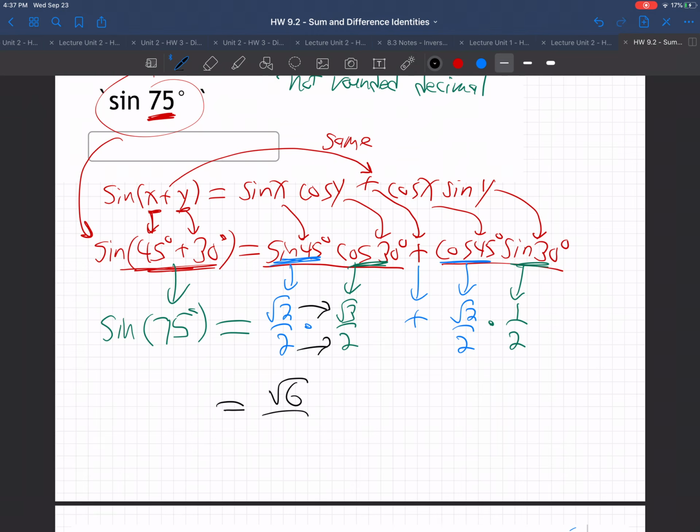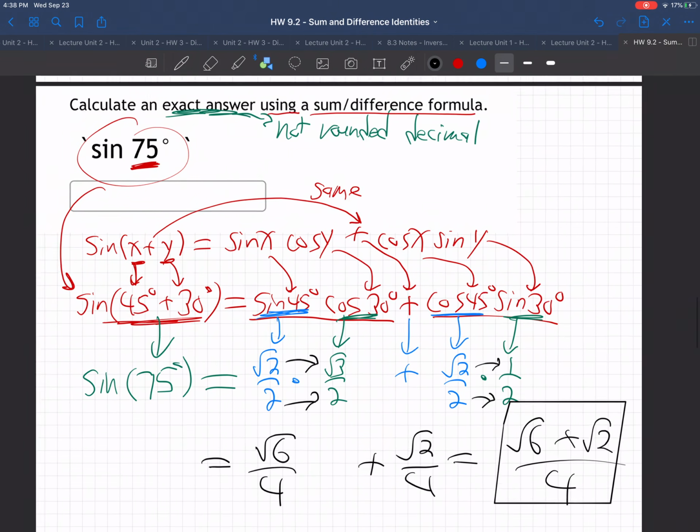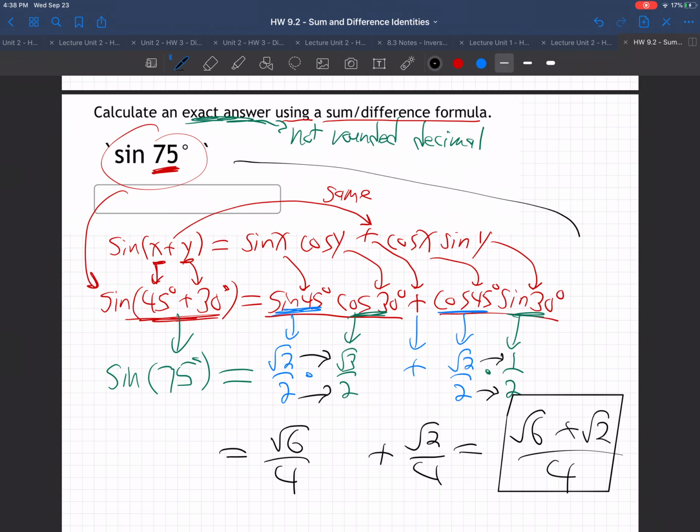That's going to be root 6 over 4. You just keep the 2 times 3 in roots. The answer, root 6, is still in a root. And root 2 times 1 is root 2, over 2 times 2 is 4. So this is root 6 plus root 2 over 4. There it is. Look at that. That's an exact answer for the sine of 75 degrees.